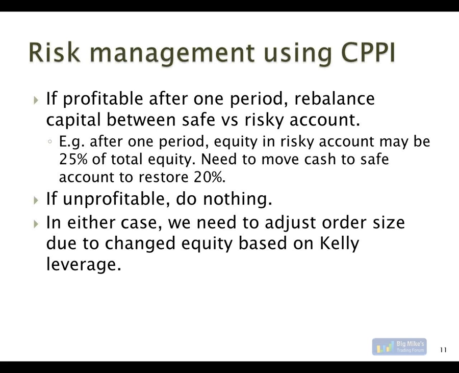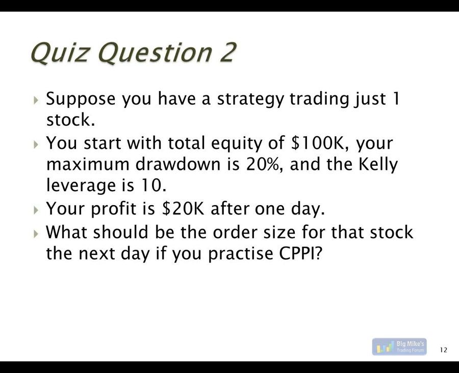Okay, good, great. So let me say that the next slide is a quiz. Suppose you have a strategy trading just one stock, and this is a question about CPPI. You start with a total equity of 100K, and your maximum drawdown is 20%. That's something that is arbitrary. You decide that your maximum drawdown is 20%, and Kelly leverage is 10. You think you had a great strategy, so you had a Kelly leverage of 10, and your profit after one day was $20,000. So what should be the order size for that stock the next day if you are practicing CPPI?